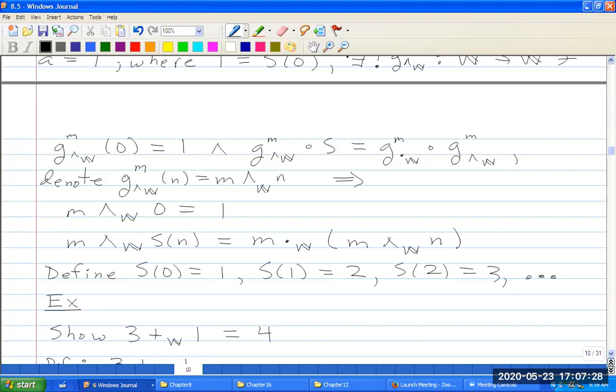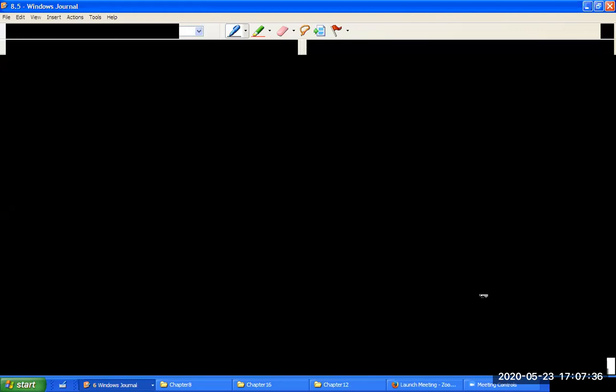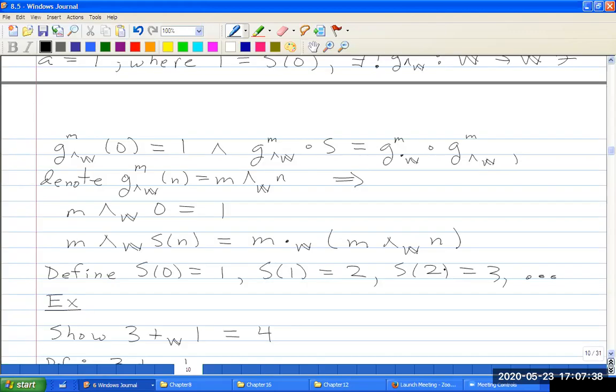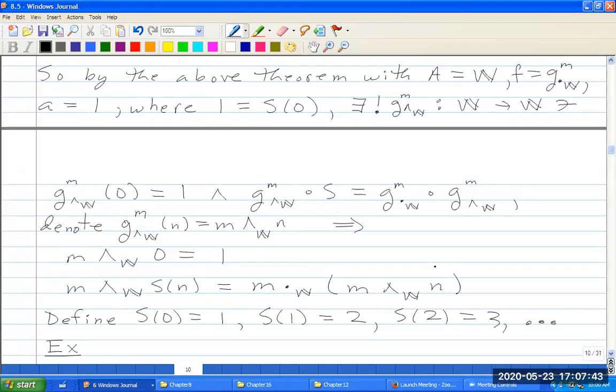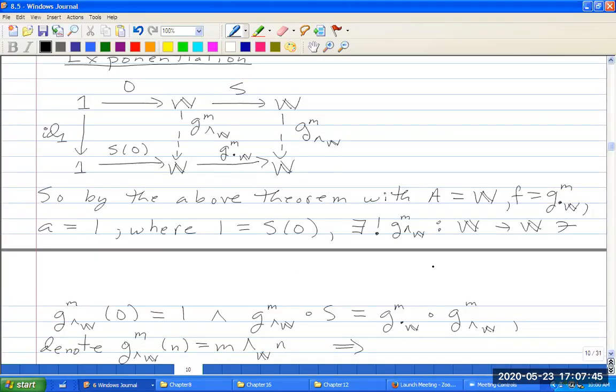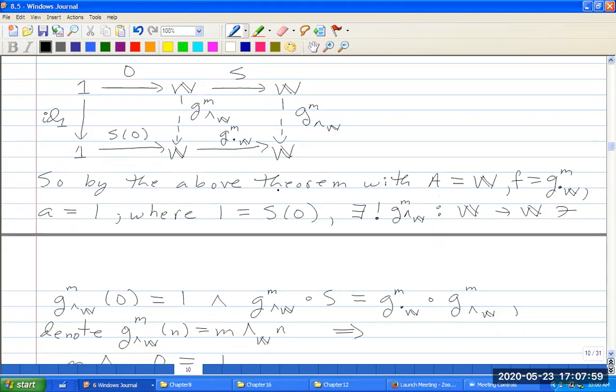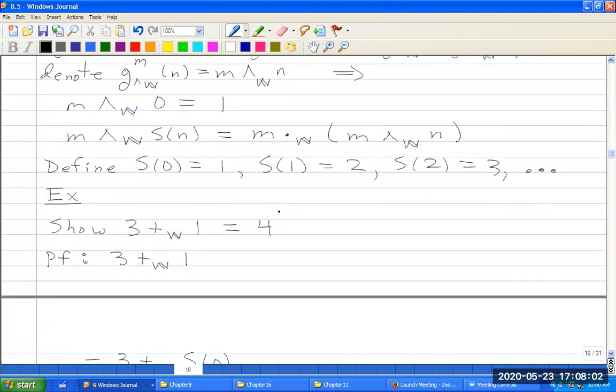For convenience, we denote successor of 0 to be 1, successor of 1 to be 2, successor of 2 to be 3, etc. Okay. Now, I really should have just defined this from the set of natural numbers, but I didn't want to. I should have done that, but I didn't want to introduce the set of natural numbers in that sort of fashion. So I didn't.